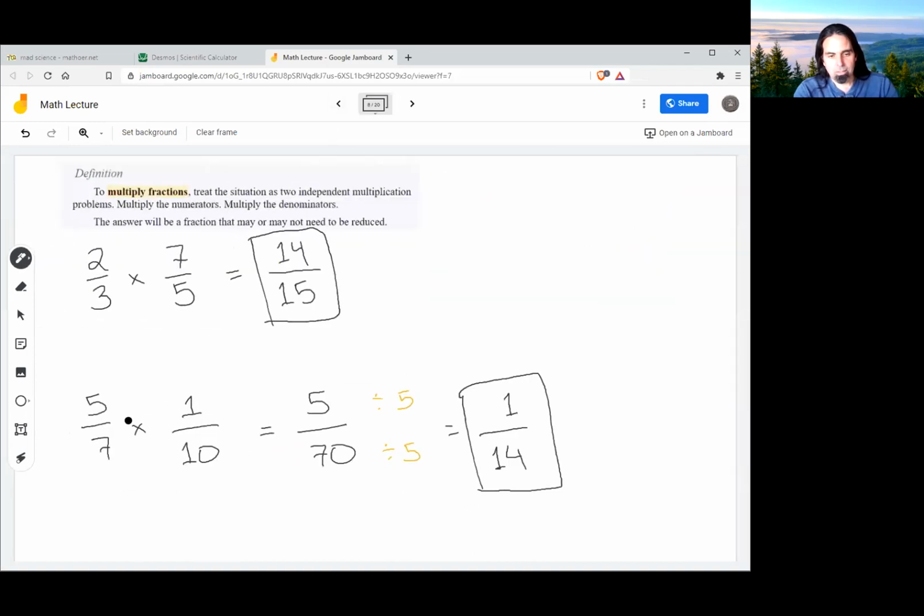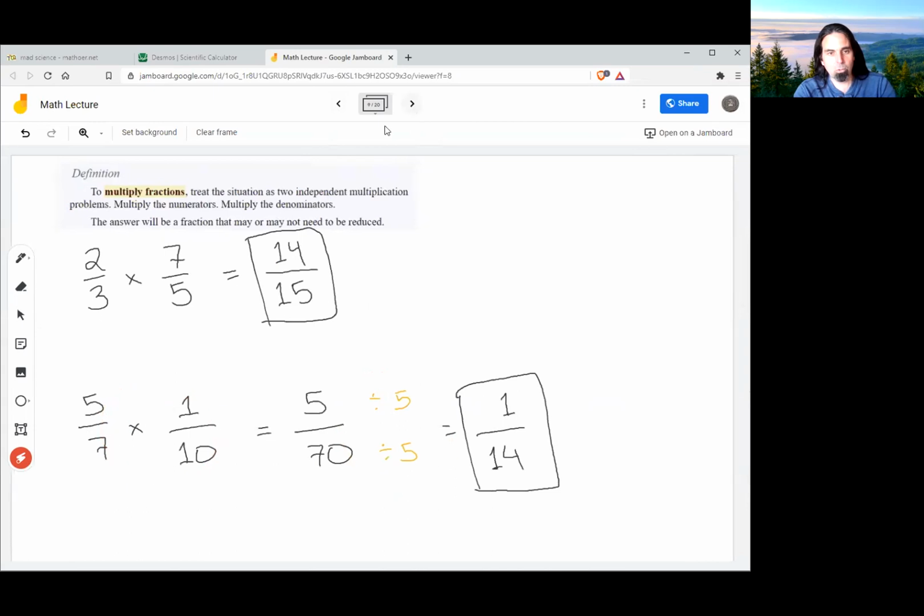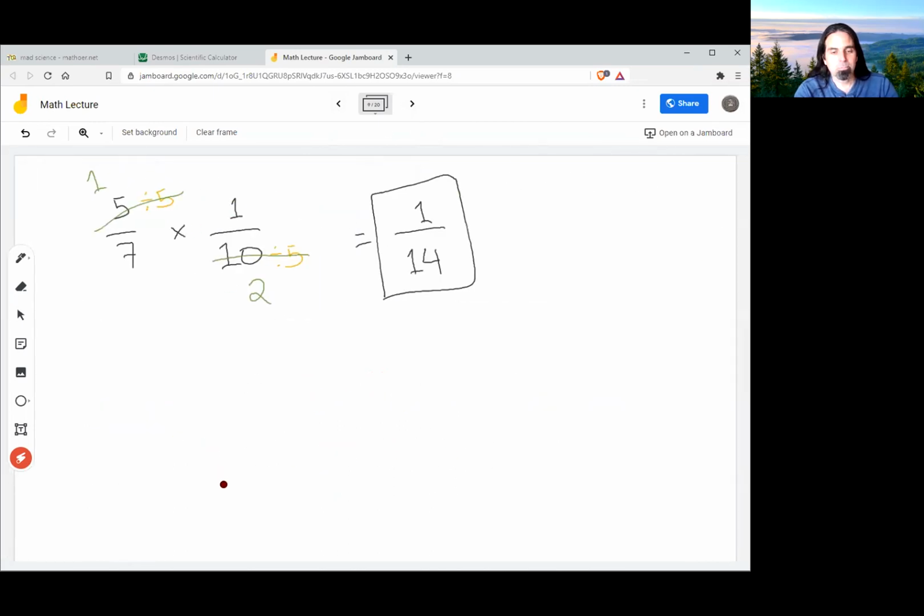So see how that is the same as what we just did. It is just that I'm moving my reducing over here to that part of the problem. I am reducing early, so I don't get the big numbers. Most people don't write it this way.